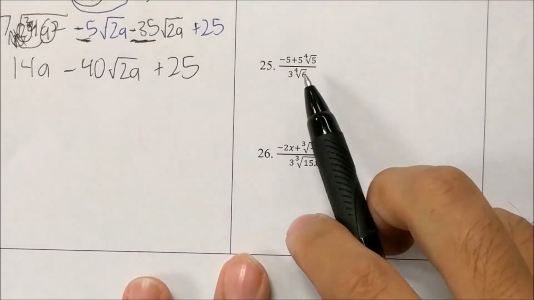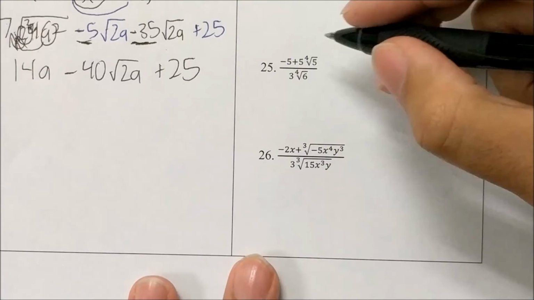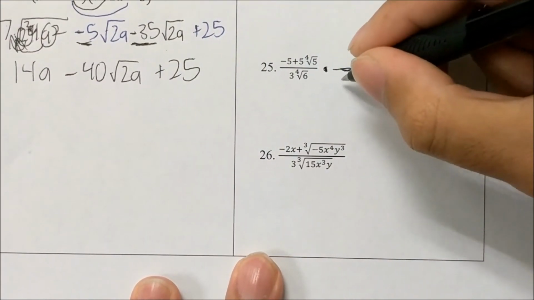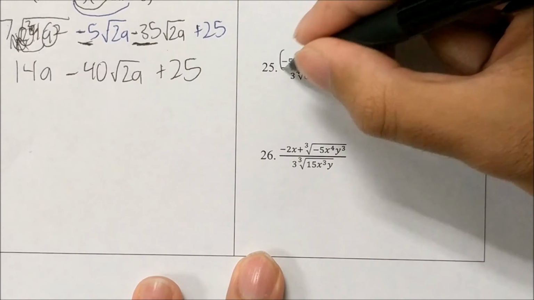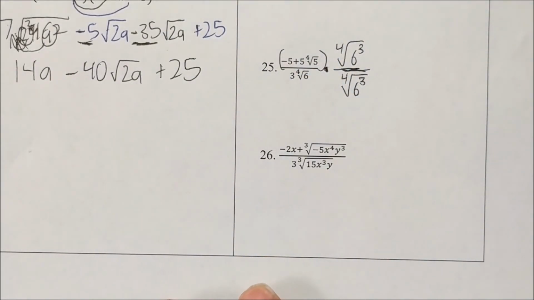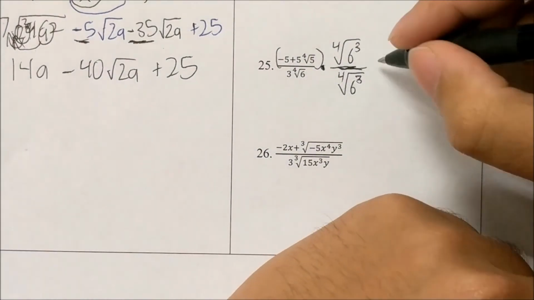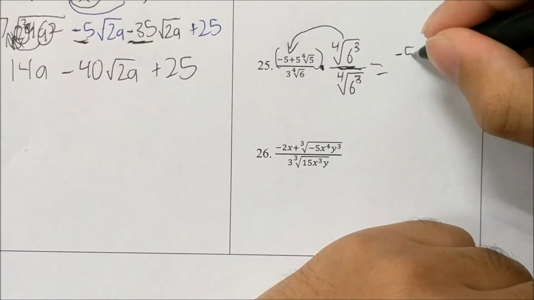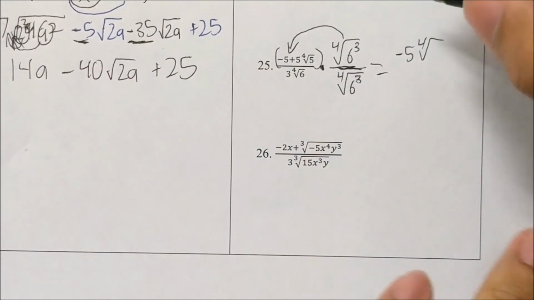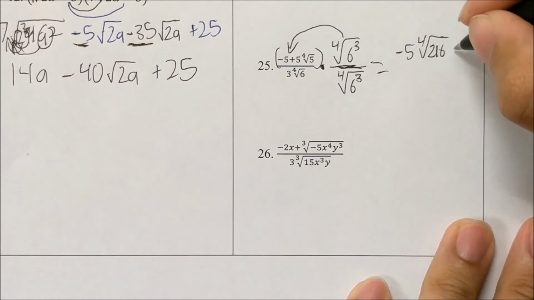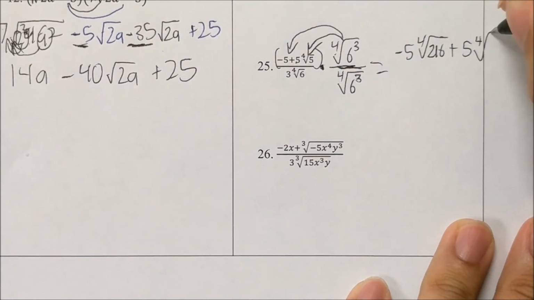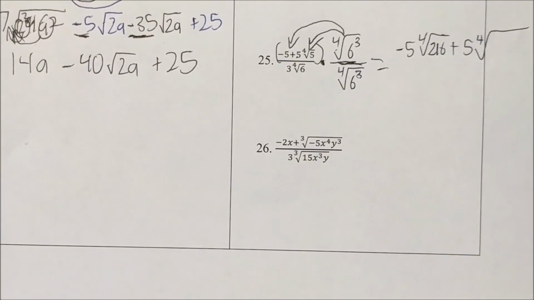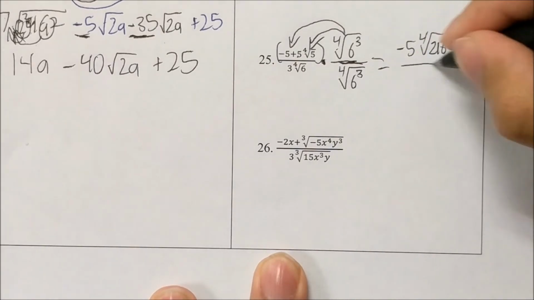Okay, 25. We have the 4th root of 6. So in order to get rid of the 4th root, we need it to be to the 4th power. So we need 6 cubed more. Okay, and we need to distribute into the numerator. So in the numerator, we have negative 5 times this radical, so 6 cubed is 216. And then multiplying here, we have a 5 on the outside, and then the 4th root of 5 times 6 cubed. Okay, so 5 times 216 is 1080.